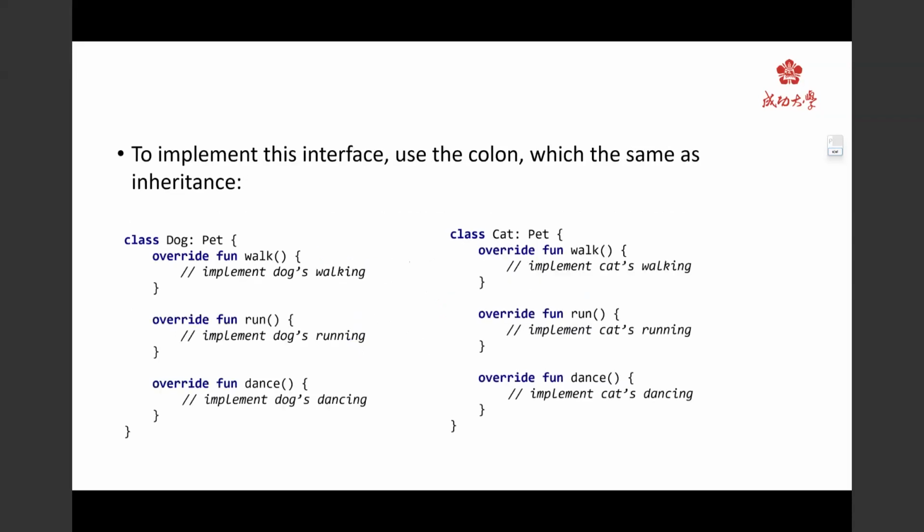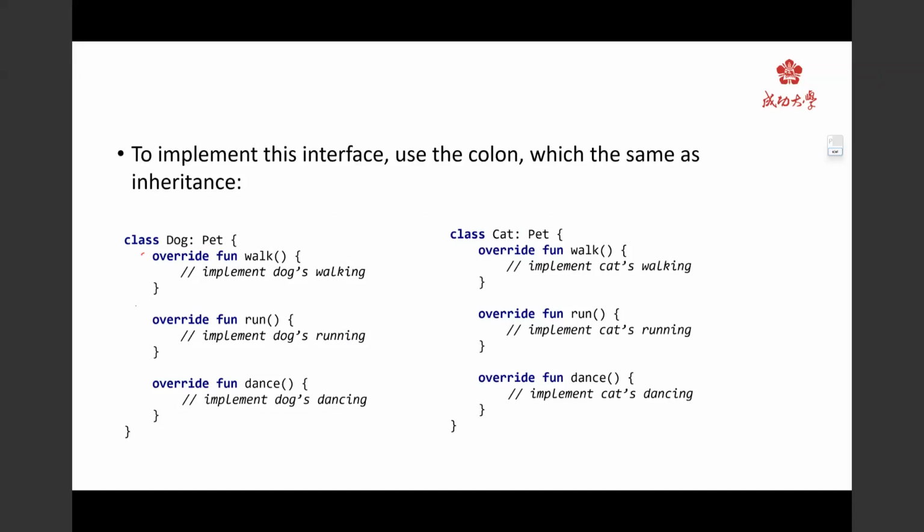And to implement this interface, we can use the colon, which is exactly the same as inheritance. So for example, to implement the pet interface on dogs, we can say class dog colon pet. And similarly, we can implement the same interface on cat objects by saying class cat colon pet. Once you declare that you are going to implement the interface, you are going to have to override all the functions defined inside the interface.